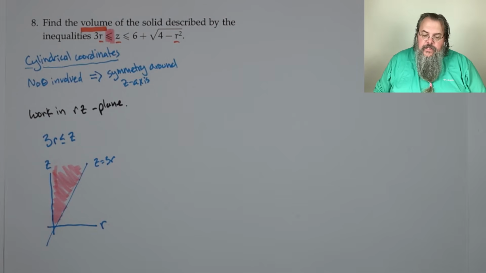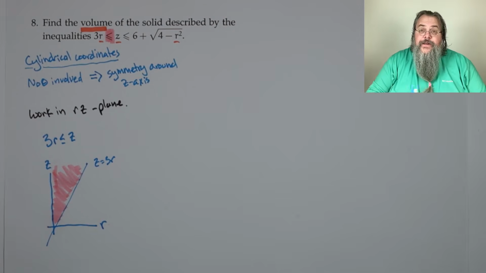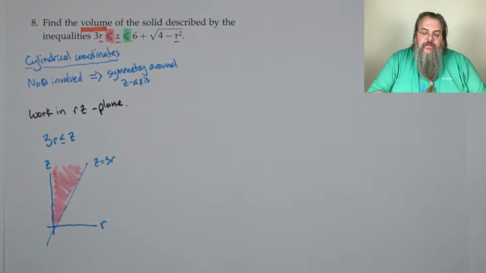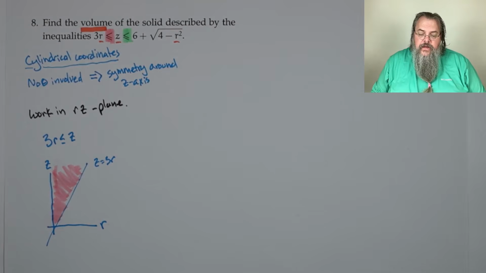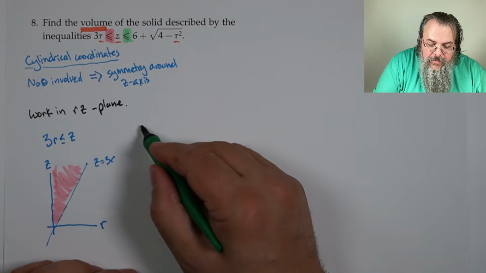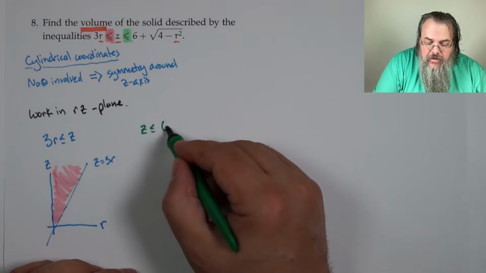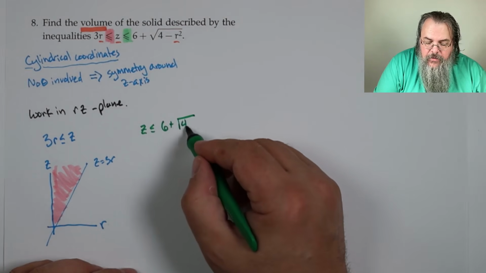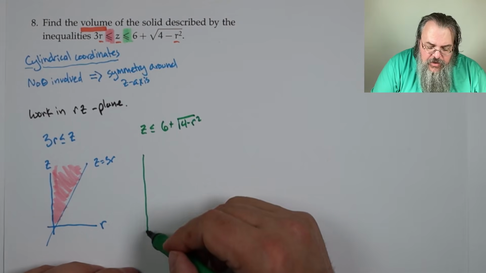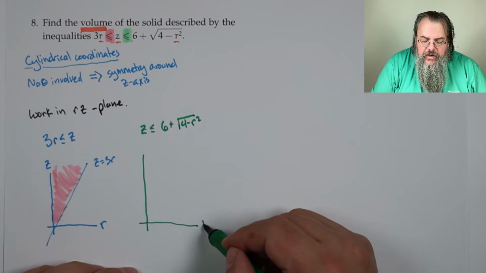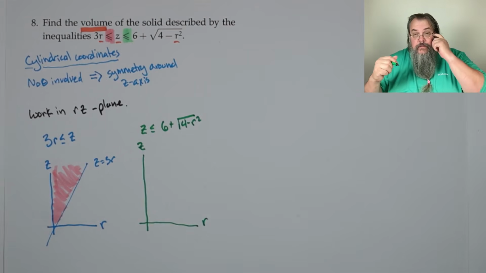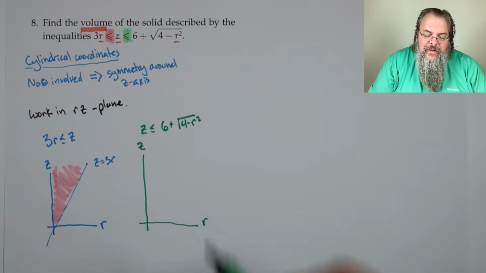Now, what's the other part of our picture? Well, we have that other inequality we have to talk about. This z is less than or equal to 6 plus the square root of 4 minus r squared. Now, this one we probably should think a little bit about, because I don't think it's going to be a quick, aha, this is clearly this. No, we've got to think about it.